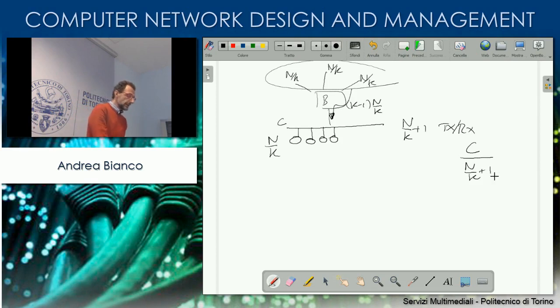Unfortunately, this number is the same for all of these users here and for the bridge, which means that all of those users, K minus 1 times N over K, are getting the same bit rate together as one node here. Because all of them get this capacity here. So the capacity that each of those nodes gets is this number divided by K minus 1 times N over K.